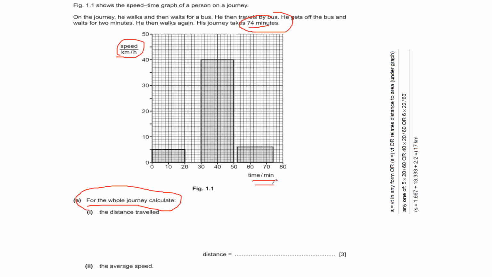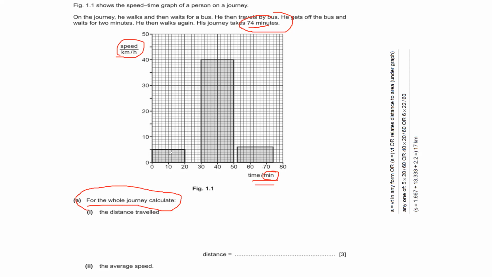So how can we calculate the distance? Distance traveled is equal to the area under the graph. So they already shared the region. But keep one thing in mind here. The speed is given in kilometer per hour and time is in minutes. So whenever we are substituting the time, this time should be in hours as well.